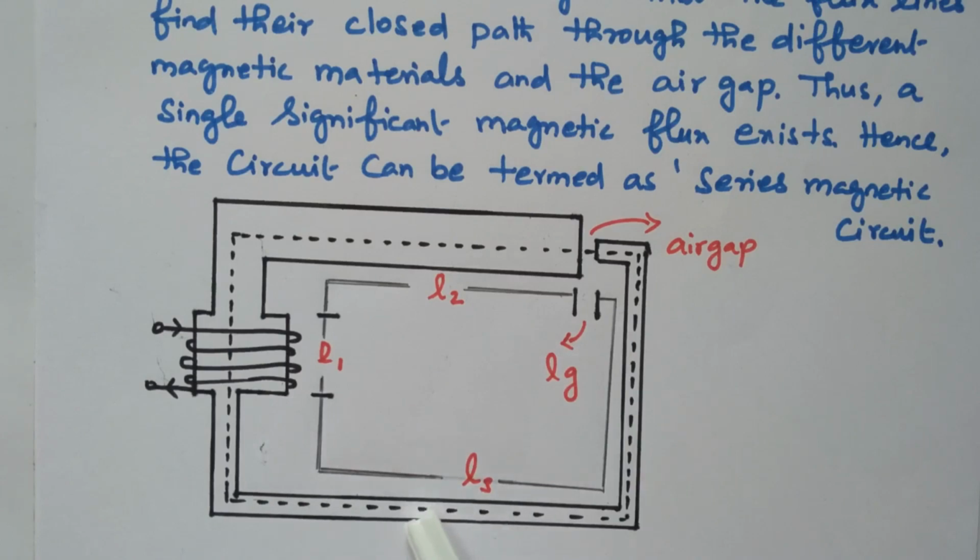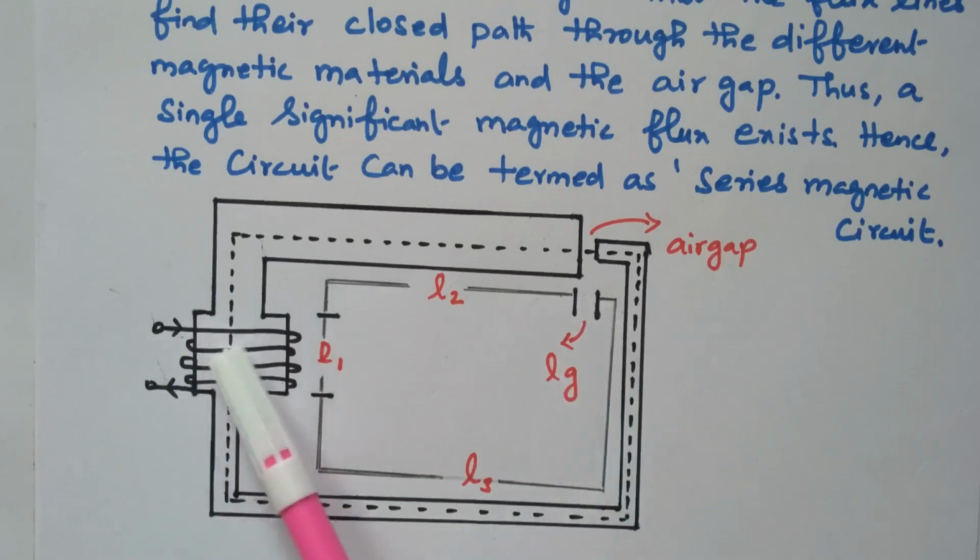The thickness is very less. So in between we have an air gap also available. So this is one magnetic material with the length L1, this is another magnetic material with the length L2, and this is the third magnetic material with L3, along with the air gap.